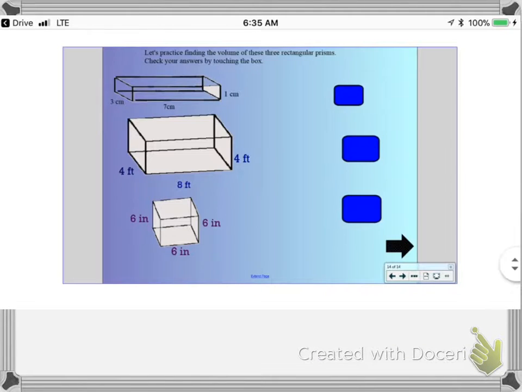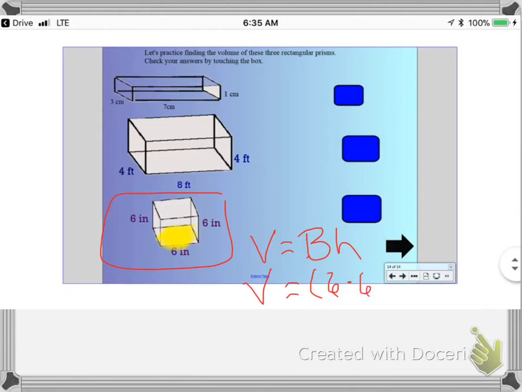So let's look at one more that we are going to do. Let's look at this cube here. Our volume is going to be super base times height. Then our volume is going to be the area of the base for our super base. Well, it's a cube, so all of the sides are the same. So it's going to be 6 times 6. And then our height is also 6.